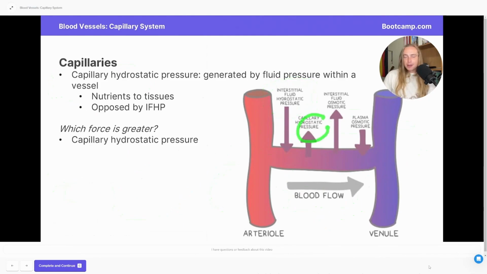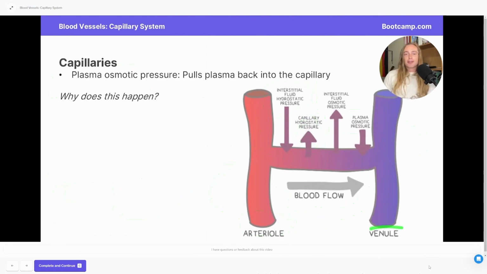Great, so capillary hydrostatic pressure is going to be the greater of these two forces, and we can conclude that this is pretty reasonable because on the arterial side, we need more blood plasma to be exiting our capillary than to be entering it. If more entered than exited, our tissues would never get enough nutrients. Moving on then to the venous side of a capillary bed, we see that the dominant force is our plasma osmotic pressure. So this plasma osmotic pressure is going to be pulling fluid from the interstitial fluid back into the capillary. So what's osmotic pressure and why is this occurring?